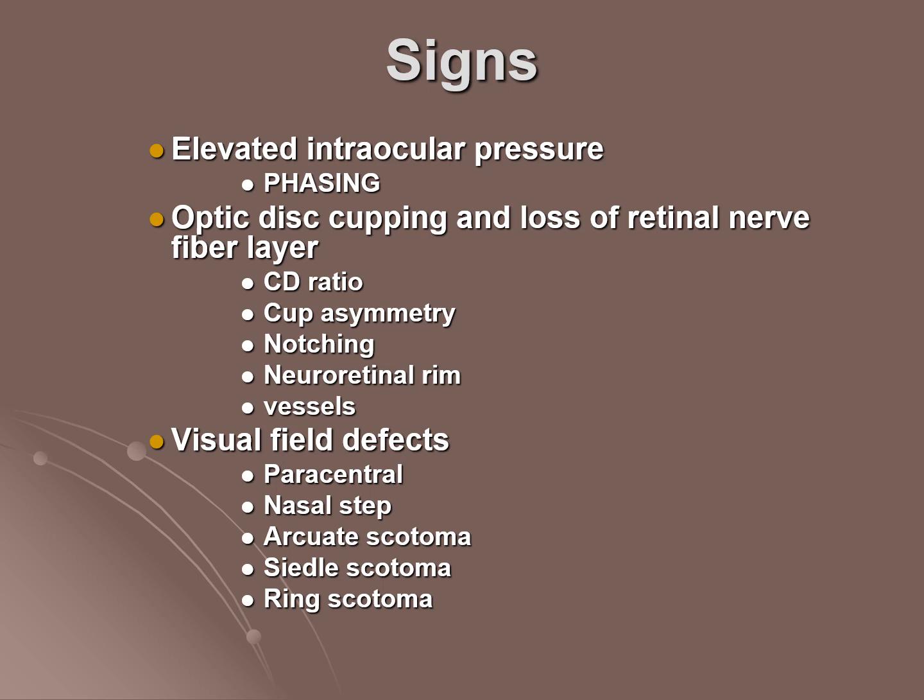The cup becomes asymmetrical, notching may be there, the neuroretinal rim is not healthy, and vessels shift to the nasal side and are not equally visible on the whole of the disc. In advanced cases, they may bend at the margin of the cup, that is called Bayonet sign. And the visual field defects are usually in the central 30 degrees. They are paracentral, nasal step, arcuate scotoma, seidel scotoma, and ring scotoma. We will discuss these in later stages, one by one.